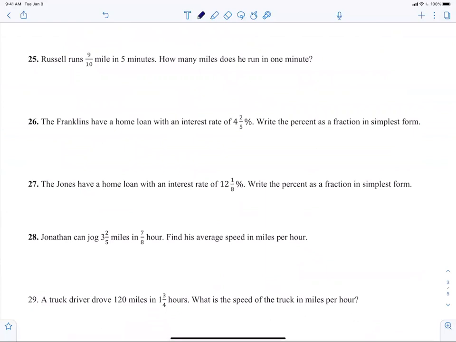Russia runs 9/10 mile in 5 minutes. How many miles will we run in 1 minute? So you do 9/10 divided by 5. Right. I even tried to trick you on this one. You don't always divide the large by the small.